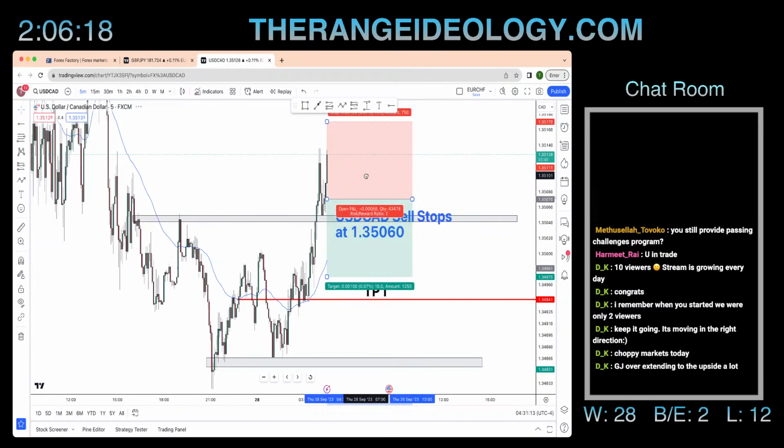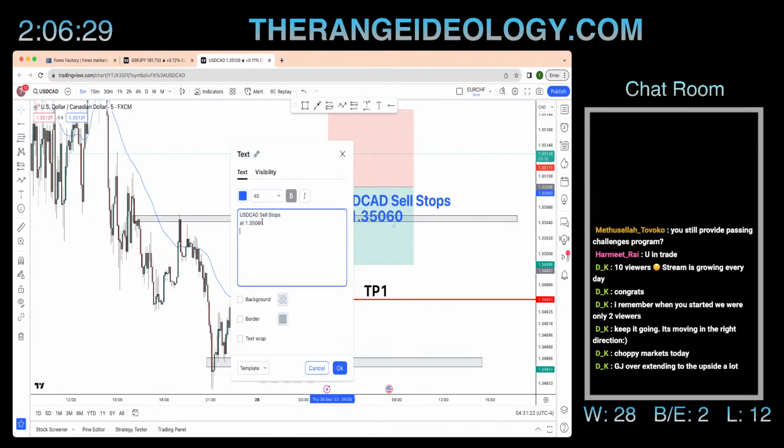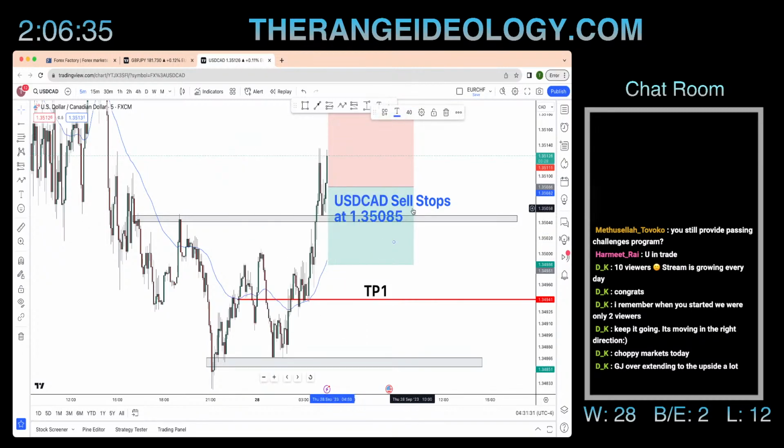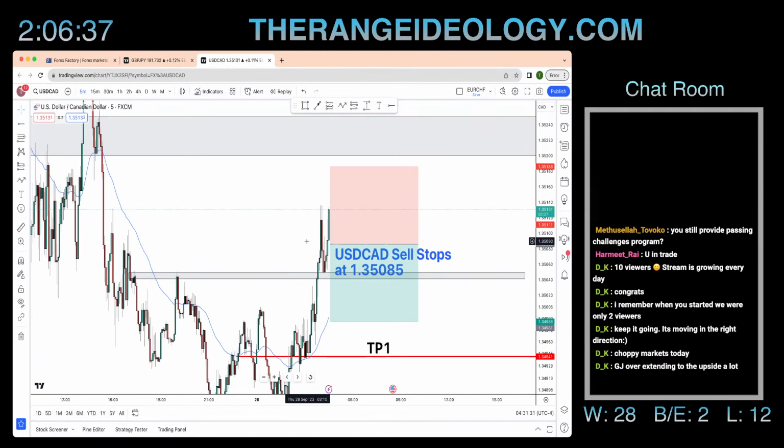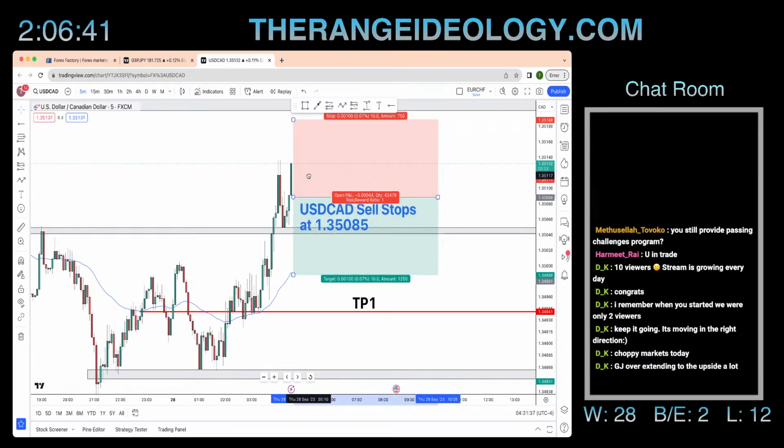All right, so this is what I'm going to do, guys. I'm going to adjust it one more time here. So very quickly, 135.80. 135.85. Let's do that. 1.35085. So adjusted that. And still keeping it 10 pips. Yeah, that's perfect.